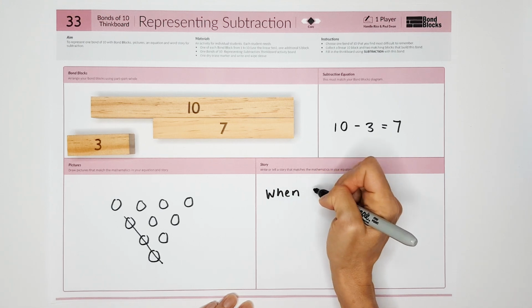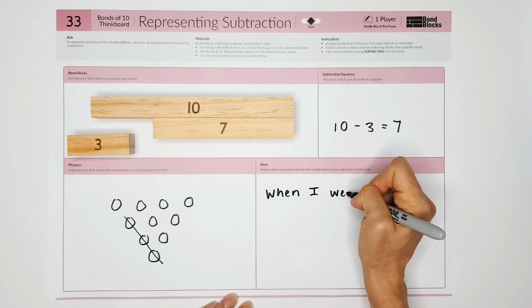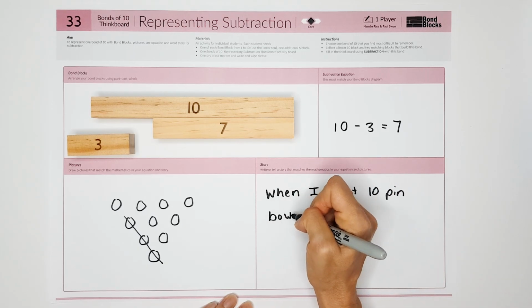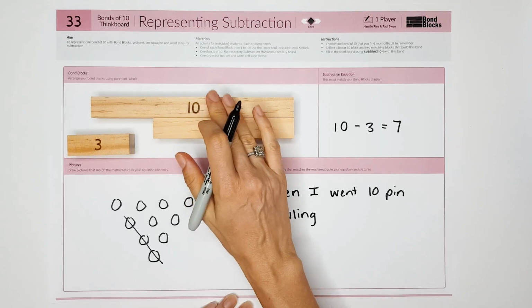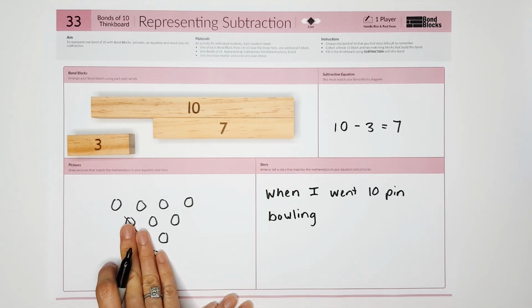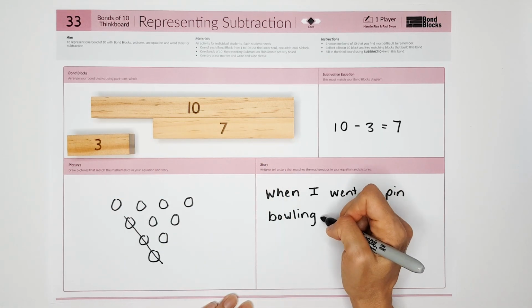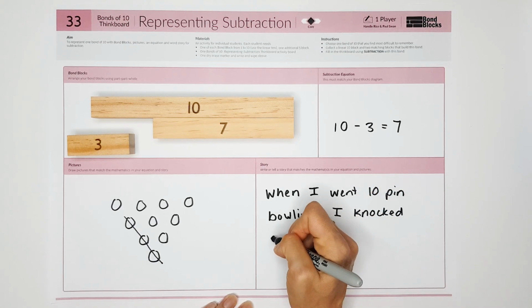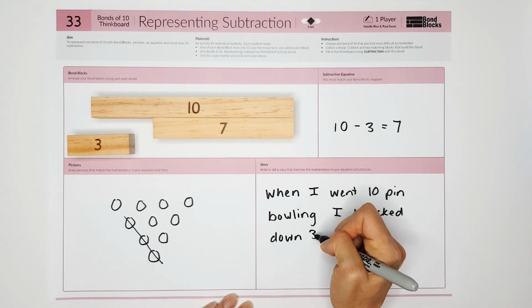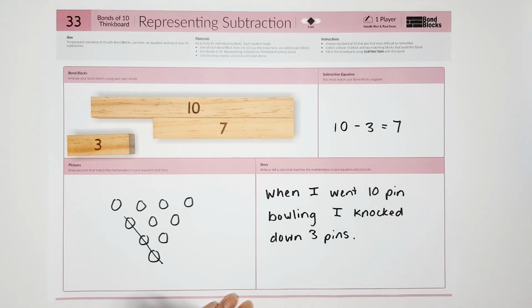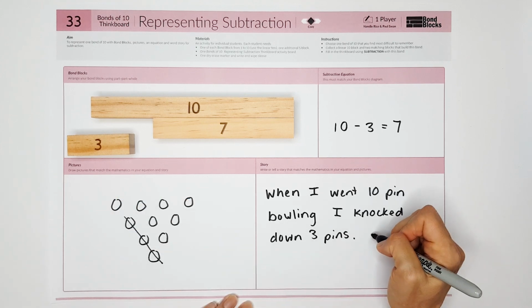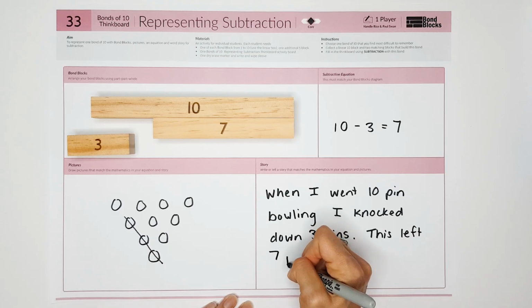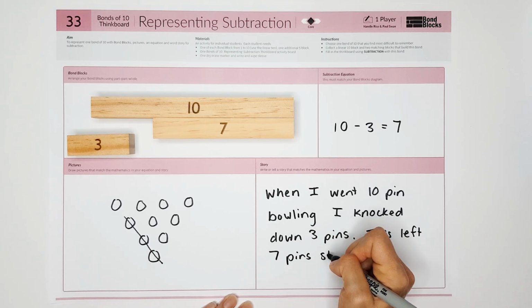When I went 10-pin bowling, that's the whole of 10, I knocked down 3 pins. This left 7 pins still standing.